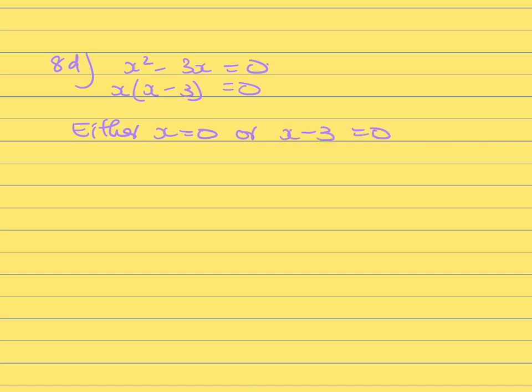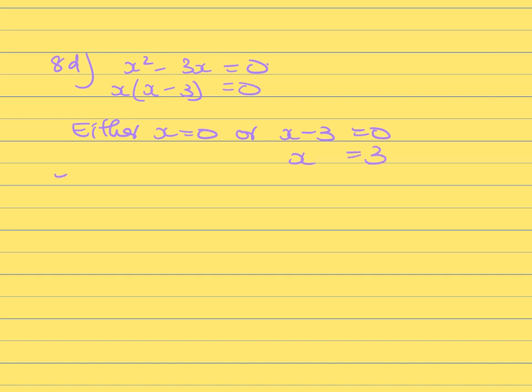8d, x squared minus 3x equals 0. X is common here, so we get x minus 3 equals 0. So either x equals 0 or x minus 3 equals 0. So x equals 0, x equals 3.